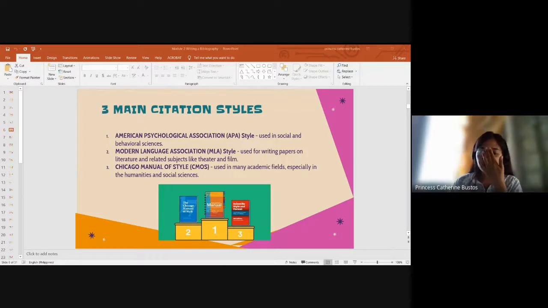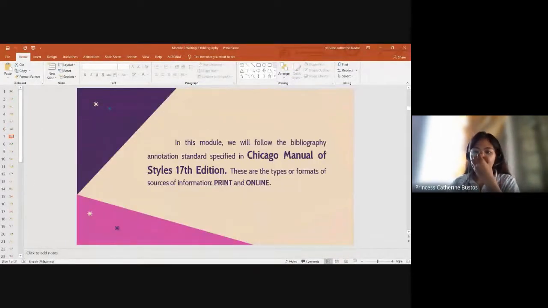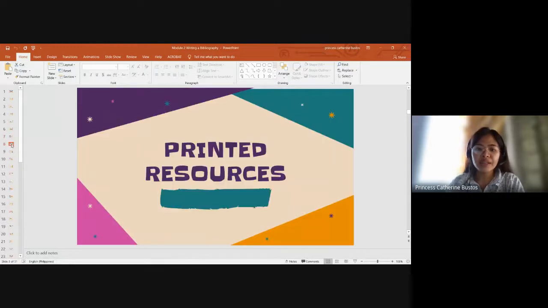As you go to different levels in senior high or college, you will learn more about these different citation styles. However, at this moment, we will just focus on the third one, which is the CMOS. Now let's continue. In this module, we will follow the bibliography annotation standards specified in Chicago Manual of Style 17th edition. And we have here two formats, print and online. Under print, we have printed resources.